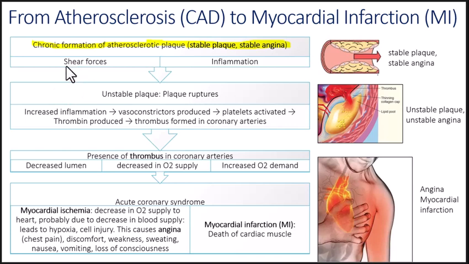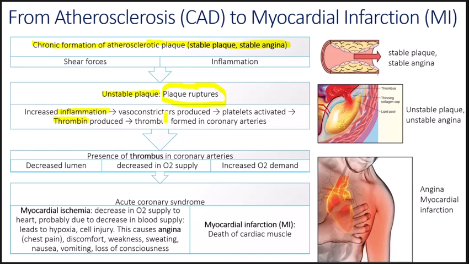Now, if there's a situation, as mentioned already on the last slide, where maybe there's shear forces or inflammation that occurs, we can go from this stable plaque state to an unstable plaque. And an unstable plaque can rupture. And what this leads to is an injury response. And when we know there's injury, there's going to be inflammation. We know we're going to be producing substances that promote vasoconstriction. We're going to activate and recruit platelets to that site. Thrombin is going to be produced, which promotes clot formation.